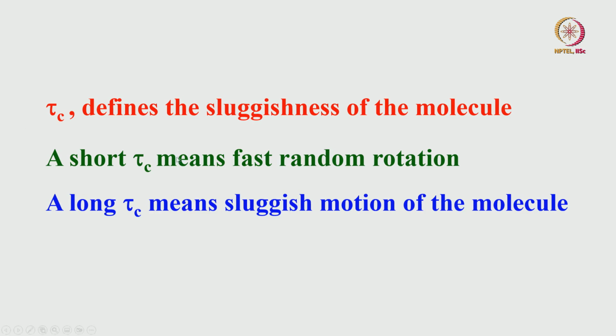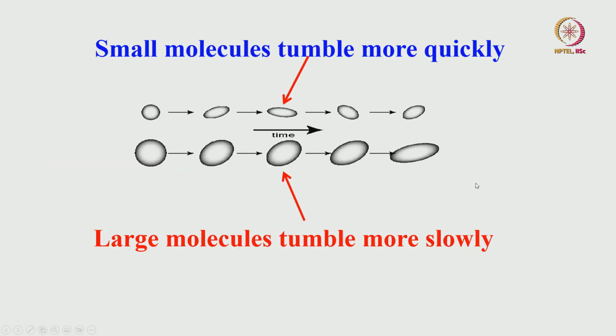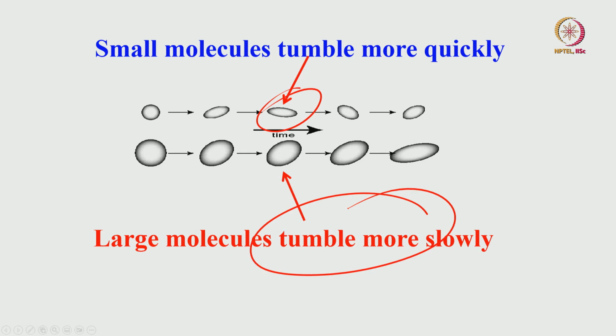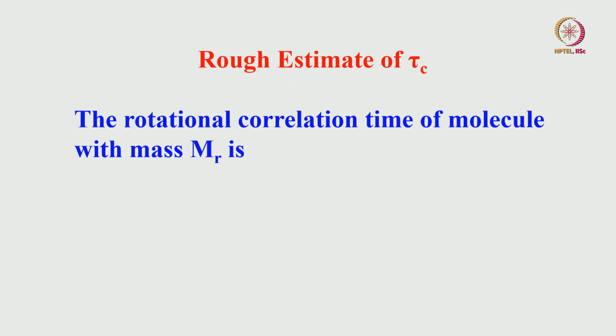A long correlation time means sluggish motion of the molecule. Let us see, small molecules tumble more quickly. These are the small molecules, and these are large molecules; they tumble more slowly. These molecules tumble very quickly. We can make a rough estimate of the correlation time depending upon the size of the molecule or its molecular weight.